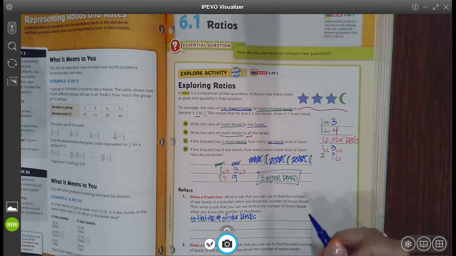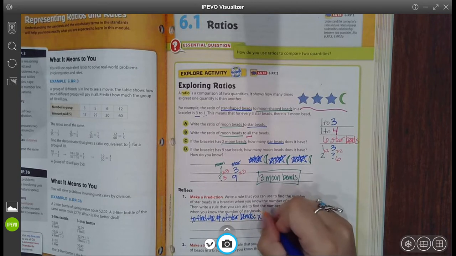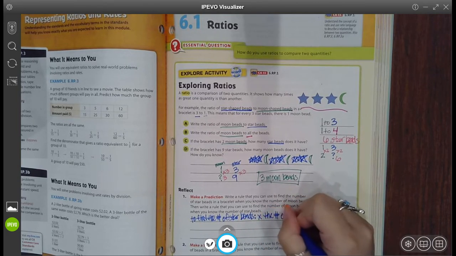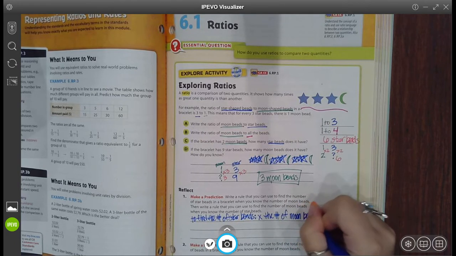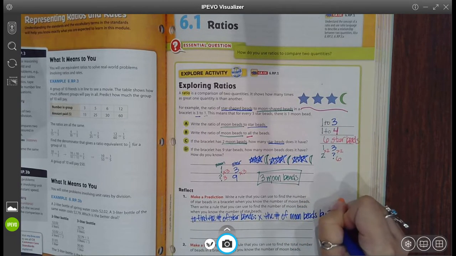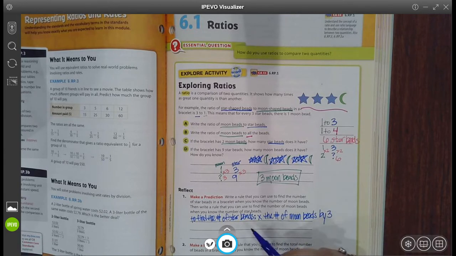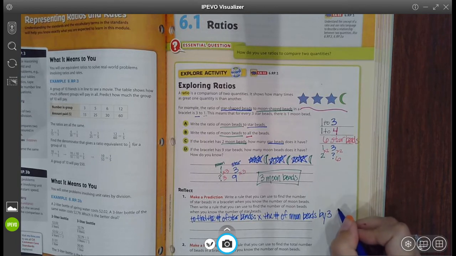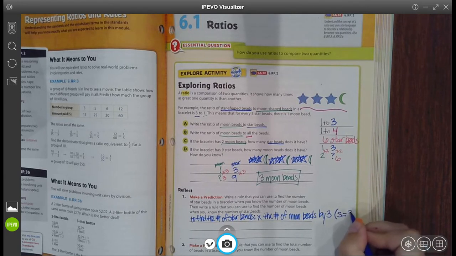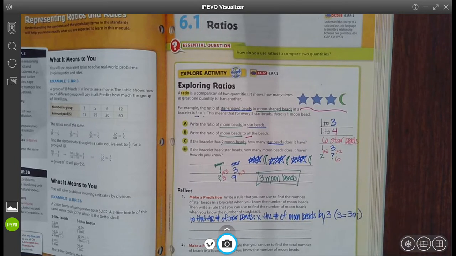Okay, and now that you've unpaused it, did you get that you multiply the number of moon beads by 3? And then that will always work to tell you the number of star beads. So again, if you're given the number of moon beads, but you need to find the number of star beads, you would multiply the number of moon beads by 3. Or some people, rather than writing those out, write an equation. They'll say, okay, so to determine the number of star beads, that's equal to 3 times the number of moon beads.